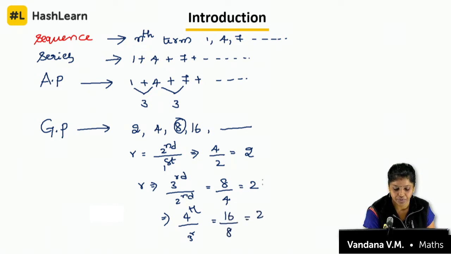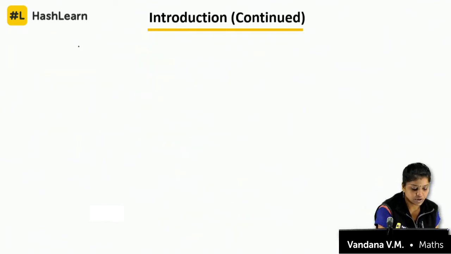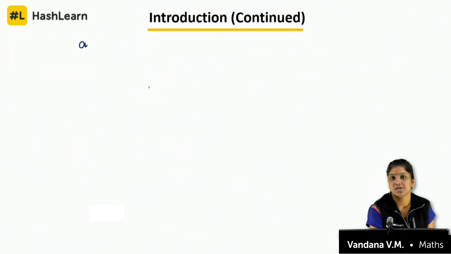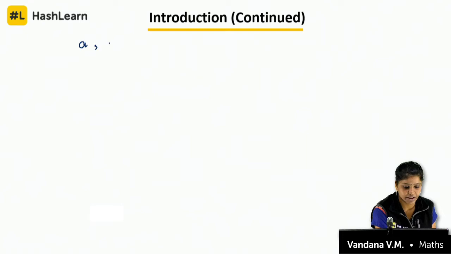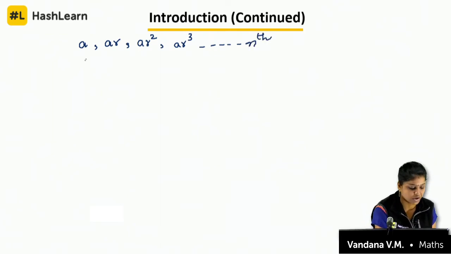16 by 8, 2. So wherever the common ratios are equal, that is called geometric progression. Usually the first term is called A, the second term is AR, then AR square, AR cube, and so on. That is called geometric progression. How will you write the nth term in the geometric progression?